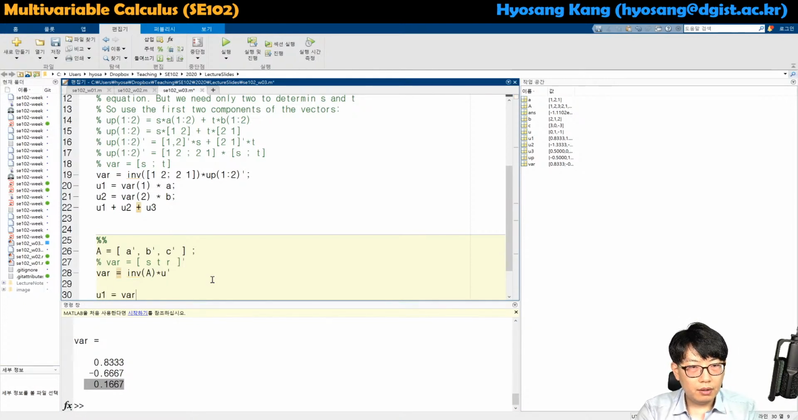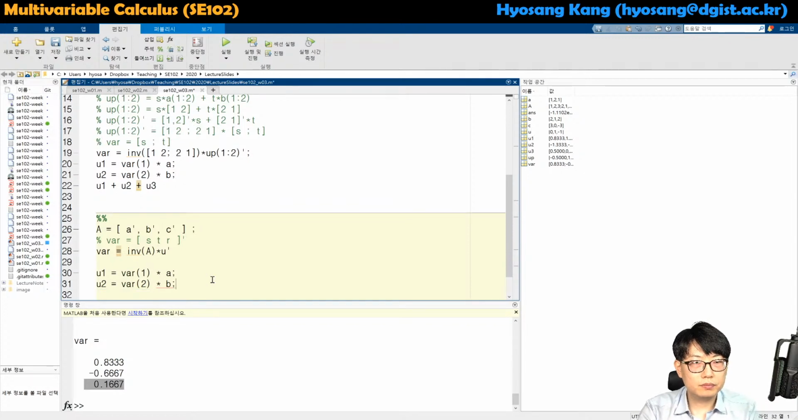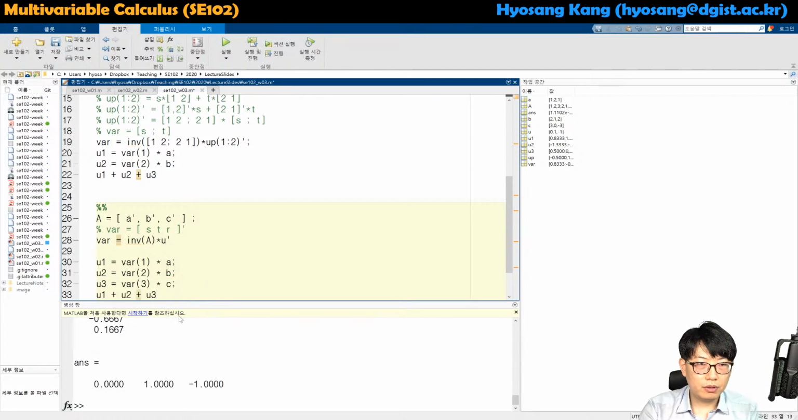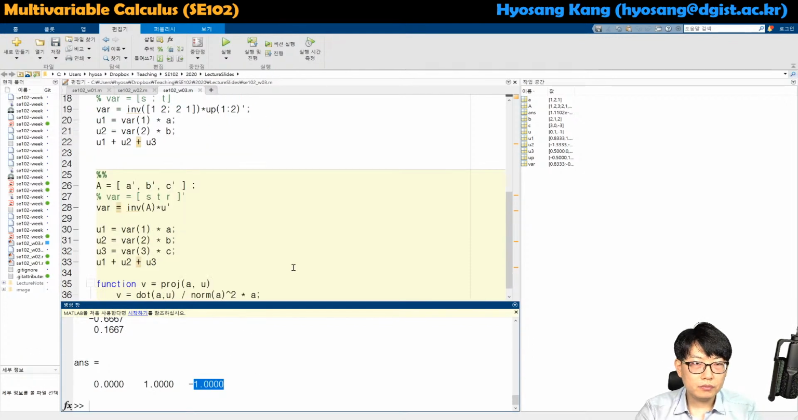U1 is the first variable times A, U2 is the second variable coefficient times B, and U3 is the third one. And let's see whether it's done correctly. U1 plus U2 plus U3, yeah, we have 0, 1, minus 1. Okay, so we are done.